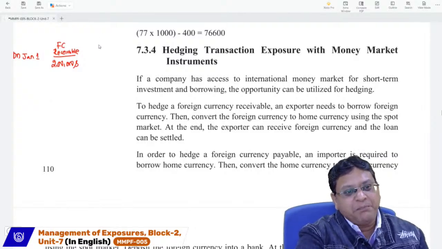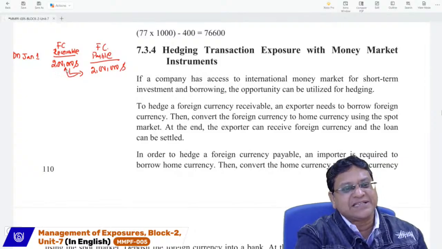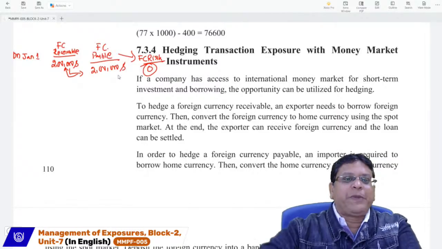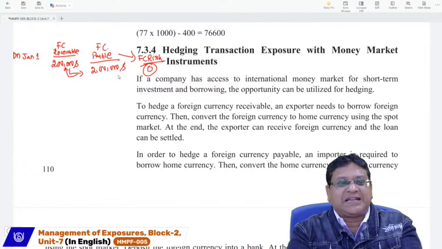And if you have foreign currency payable of 2 lakh dollar, your receivable and payable match on a particular date. In that case, what will happen? Your foreign currency risk is zero. Why is it zero? Because you receive 2 lakh dollar, you pay 2 lakh dollar. Whatever might be the dollar price, you are not impacted.